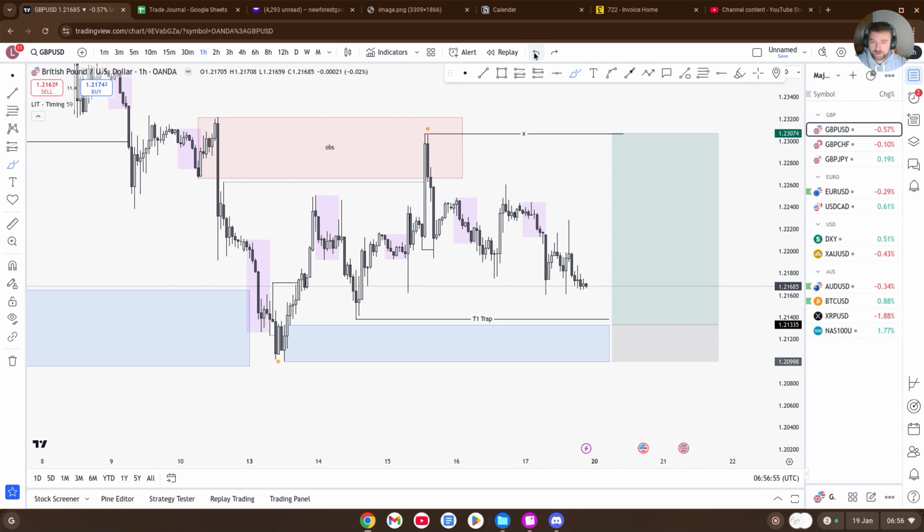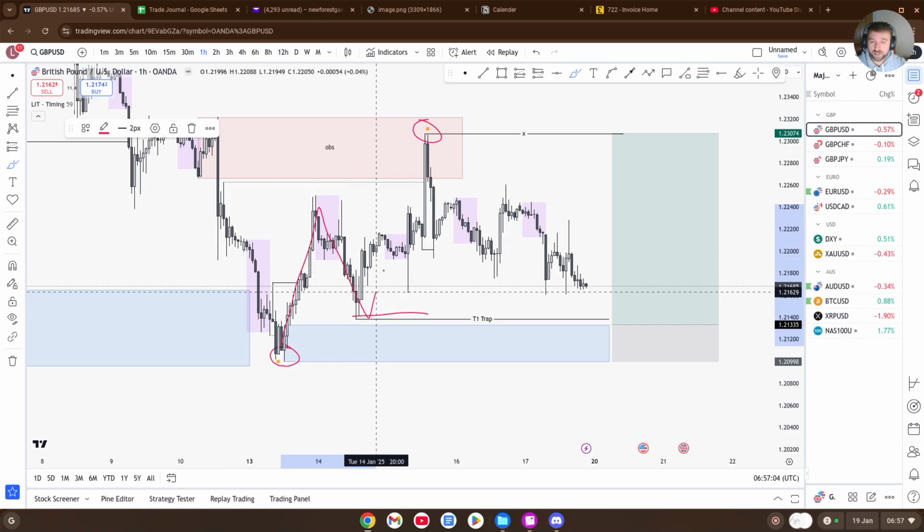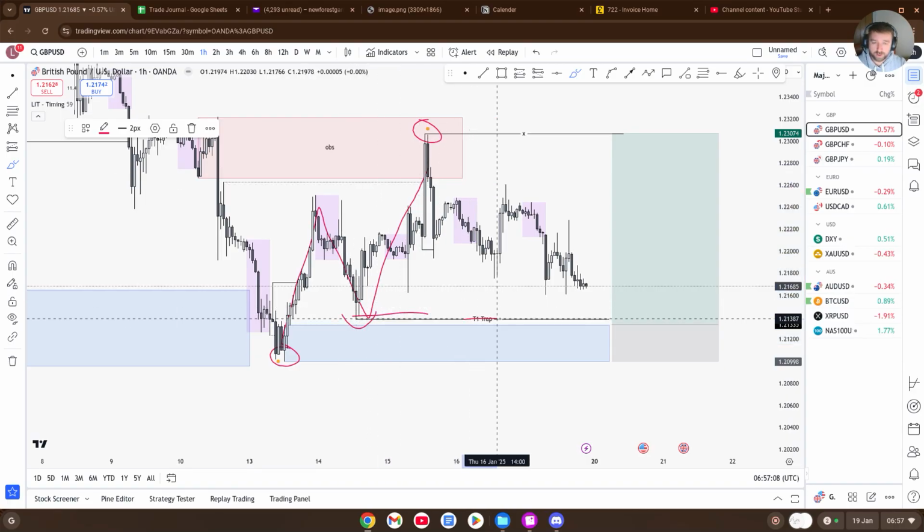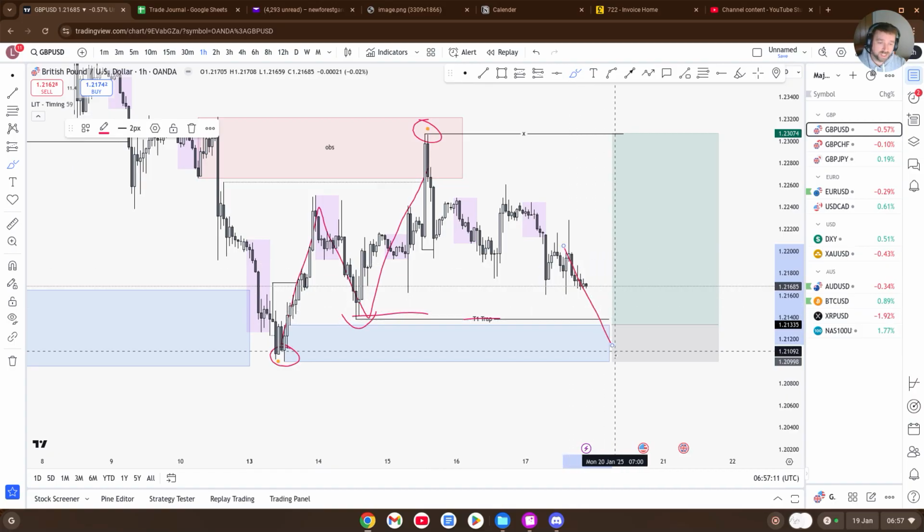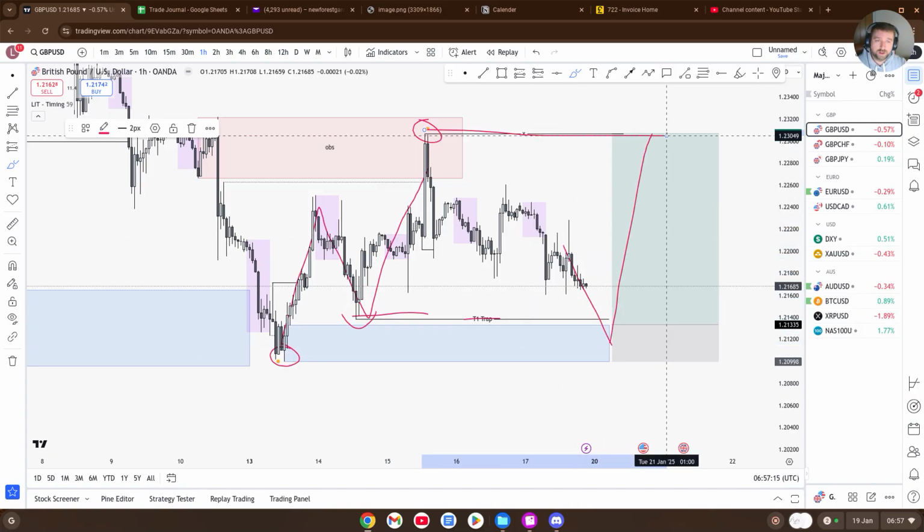But now I can see that this is my range from here to here. This is internal range liquidity. This is also a break of structure, a retrace, a break of structure. This is also an inducement, a type 1 inducement. So I'm looking for that to get taken, to then push up and take out the high here.